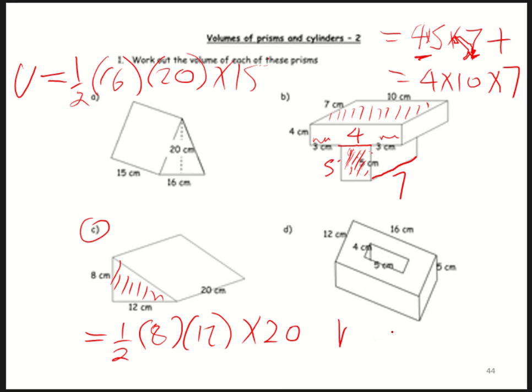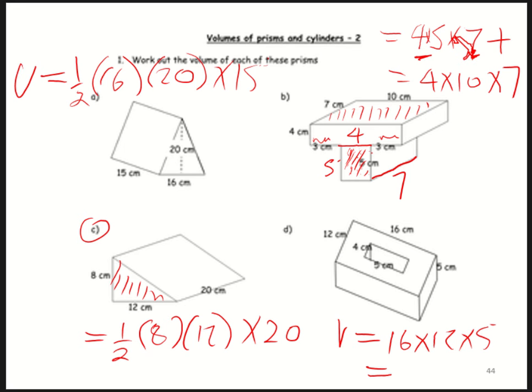12 times 16 times? 12 times height. The height is 16. So you'll say 16 times 12 times 5. And then this will give you the volume of the bigger rectangular prism. Guys, yes, the bigger one, the whole box. Not rectangular cylinder, prism. Now, obviously, I've calculated the volume of the whole box.